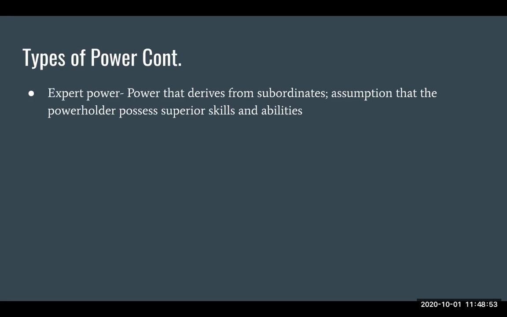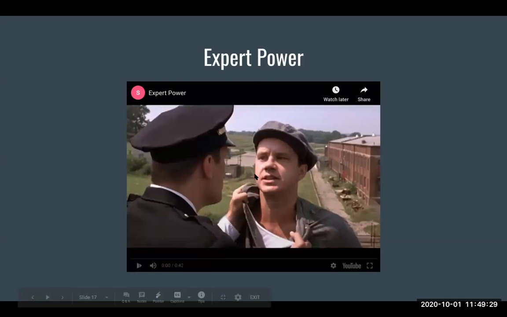And so here's the next type of power, and this is expert power. And this is power that is derived from subordinates with the assumption that the power holder possesses a superior skill or an ability. So this is a little bit different from the legitimate power because legitimate power is based on the role that you have and the assumptions that go with that role. This is less based on your role, your position, your status, and more about your ability and your competence. So here's an example of expert power.